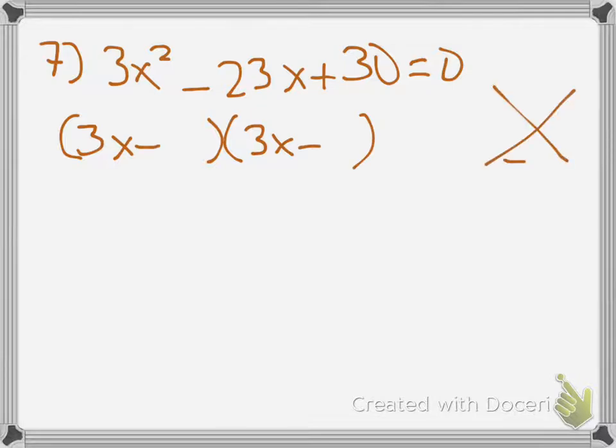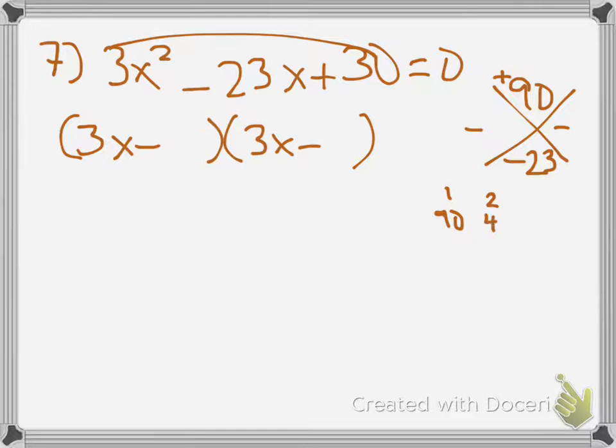I'm factoring here, so remember I got to do 3 times 30, which is 90. So I'm looking for factors of 90 that would add to give me a negative 23. So 1 and 90, 2 and 45, 3 and 30, 4 won't work, 5 and 18, oh wait, 5 plus 18 is 23. So here we go.